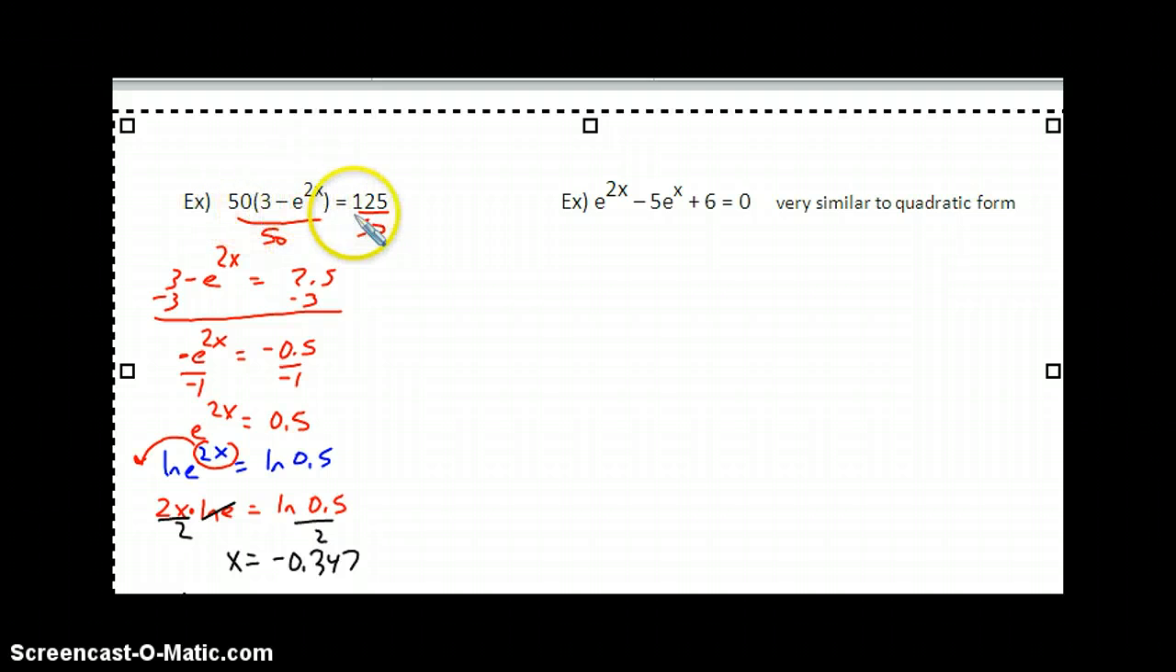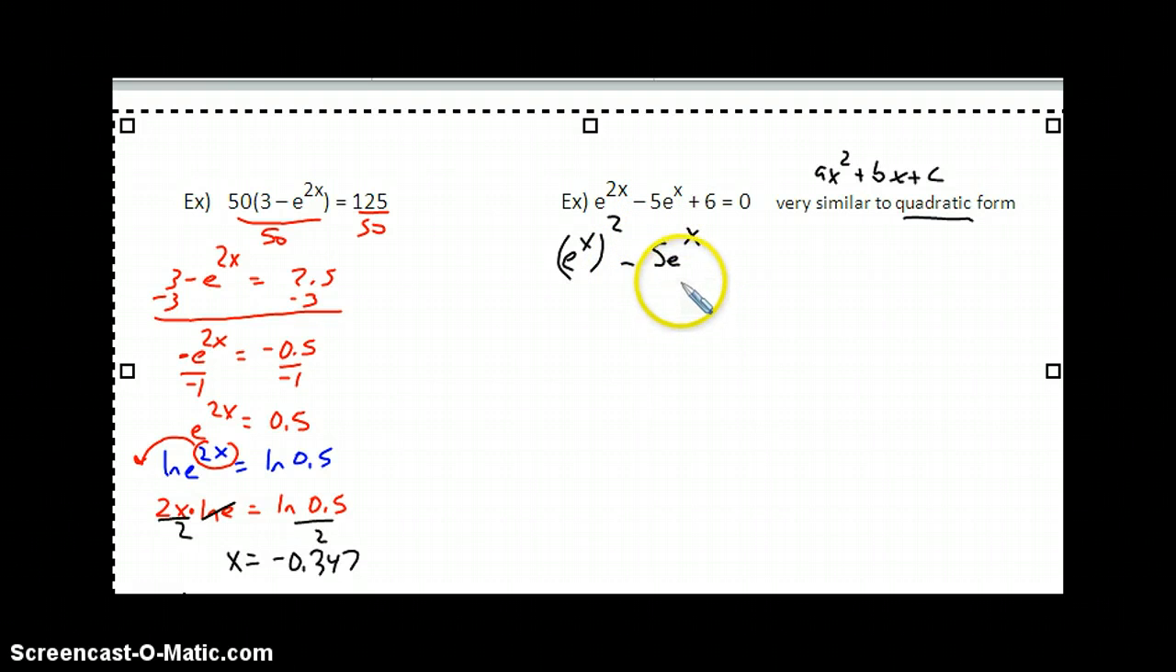This next problem looks very similar to quadratic form, which is ax squared plus bx plus c. In fact, if I just manipulate this a little bit, if I write it instead as e to the x squared, this would be like my x term squared, minus 5e to the x, and then plus 6 equals 0, then I can see that I have a term being squared, and then just a term.